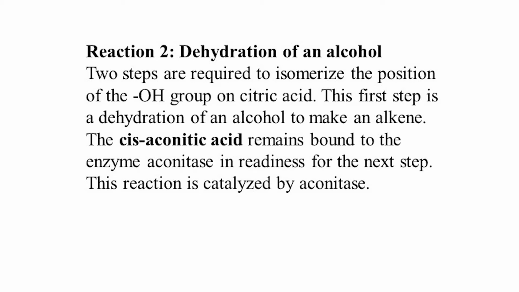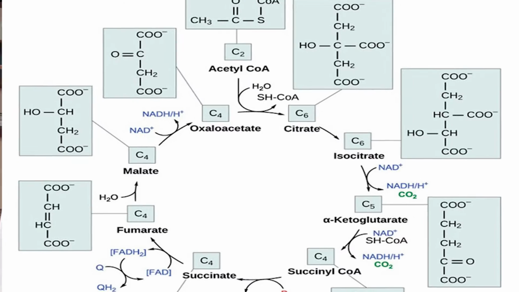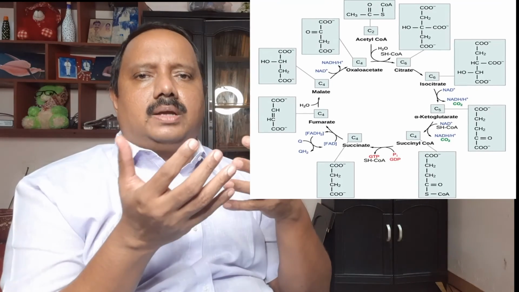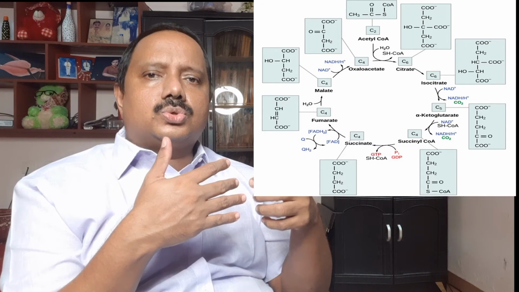This reaction is catalyzed by aconitase. The third step is the hydration to make alcohol. This reaction is a hydration reaction of an alkene to make an alcohol. The net effect of reactions 2 and 3 has been to move the OH group from carbon 3 to carbon 2, which is isocitric acid. So we can say this is a two-step stage where the citric acid is converted into isocitric acid through cis-aconitic acid.